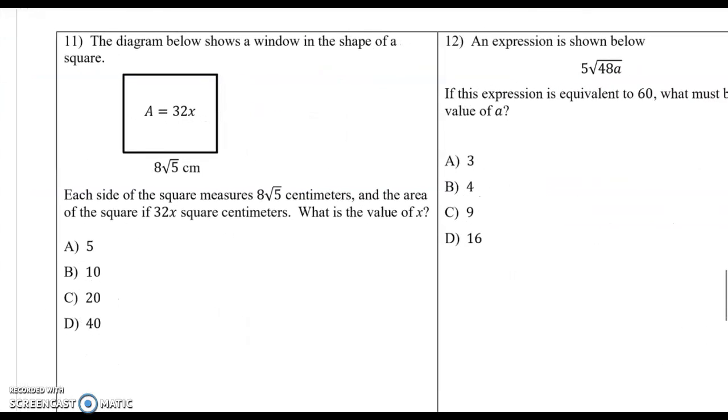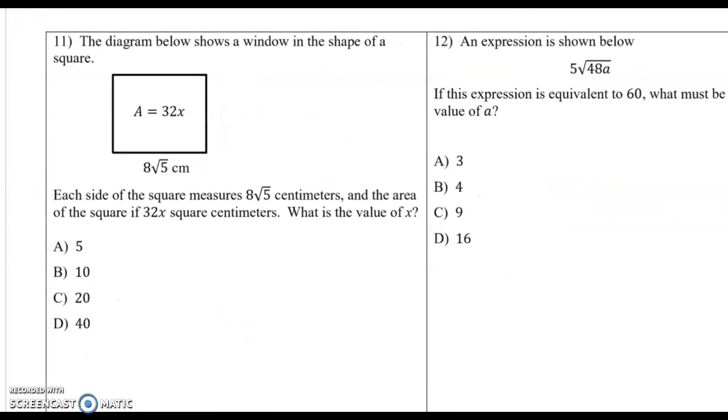All right, looking at the next one. So each side of the square is 8 root 5. The first thing I realized is that the square means all the sides are going to be congruent. So all my sides are going to be 8 root 5. Every single side is 8 root 5. And then they gave me the area is 32x, and they want me to find out what that x value is.